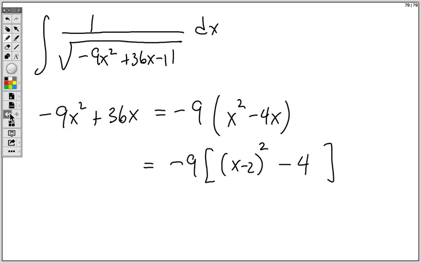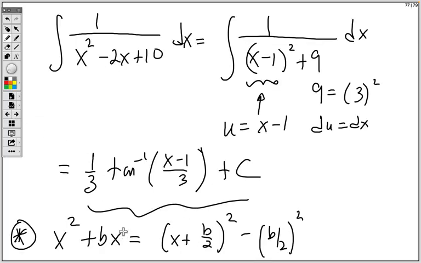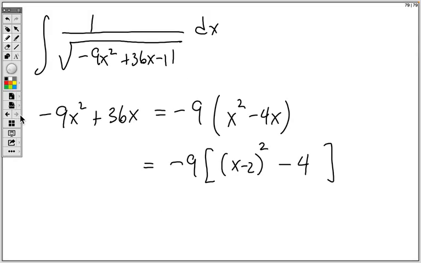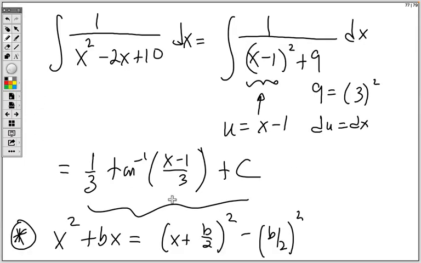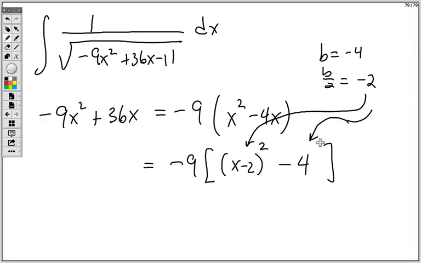So if you want to follow the formula, the b here is a negative 4. So the b over 2 would be a negative 2. So there's the b over 2 there, and there's the b over 2 squared going into there. So that's the formula there, if you've forgotten it from algebra. So this is going to be a negative 9 times the quantity x minus 2 squared plus 36.